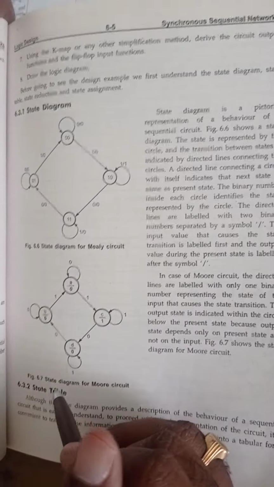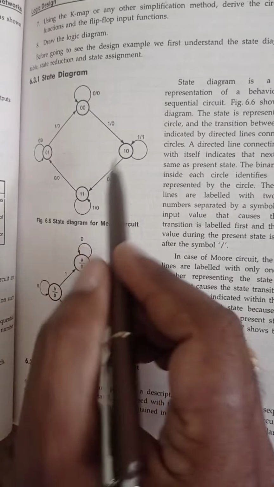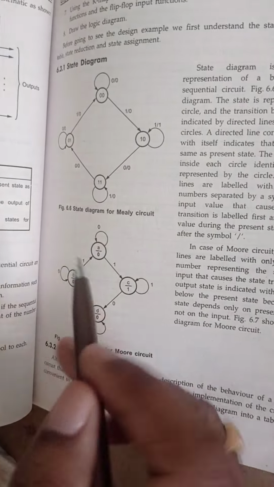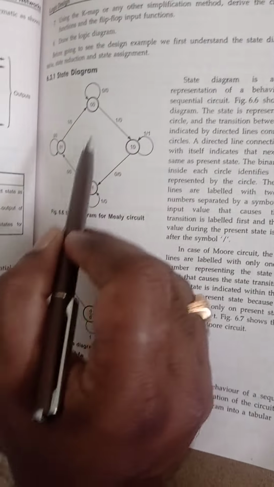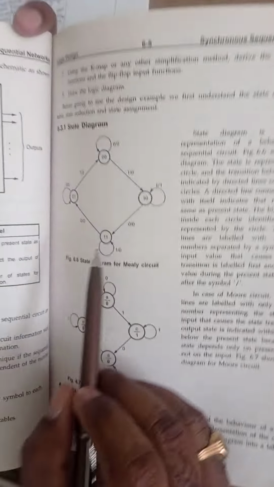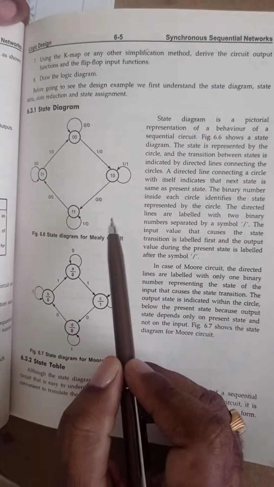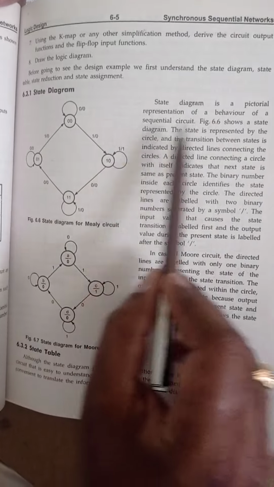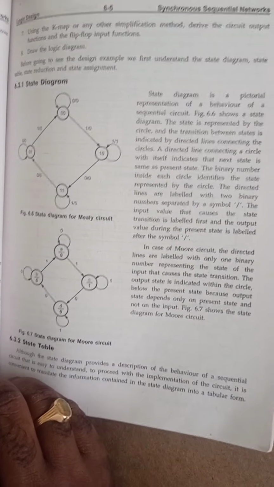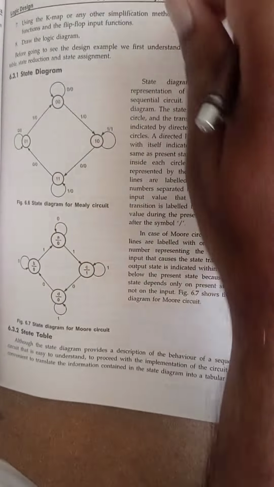Here already we have discussed, we are having two models. One is the Mealy model, another is the Moore model. This is the representation of a state diagram. It is the Mealy model state diagram, which represents the graphical representation of the behavior of a sequential circuit. Already we have discussed in the class.